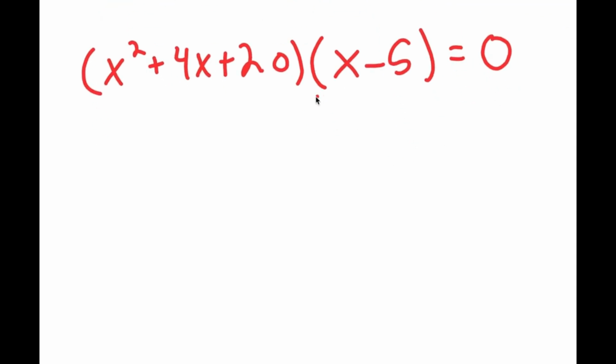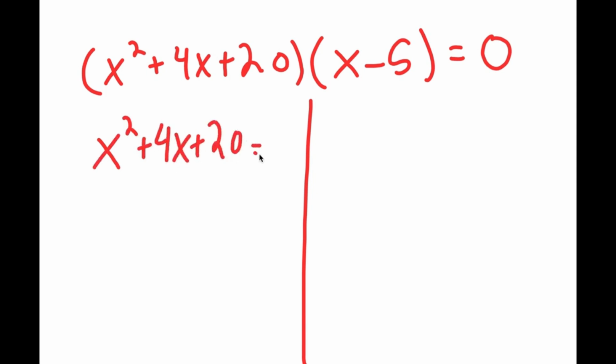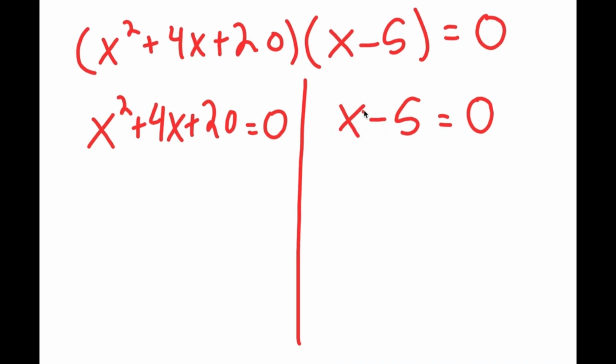And this gives me two equations. I get x squared plus 4x plus 20 is equal to 0, and x minus 5 is equal to 0. So I'm going to first start by solving x minus 5 equals 0. So to solve this, all I have to do is add 5 on both sides, and I get x is equal to 5.